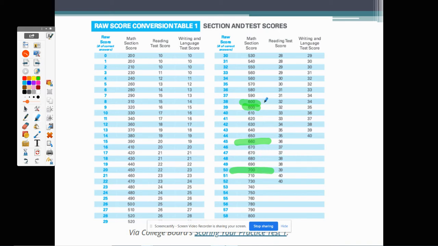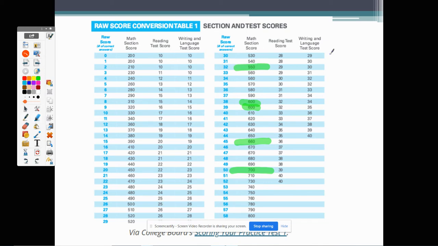But everybody in their head should have a number. I believe 550 is a good score. If math is hard for you, 550 will be good. Your reading might cover you. You know what I'm saying? So does everyone have a number in their head? Okay.